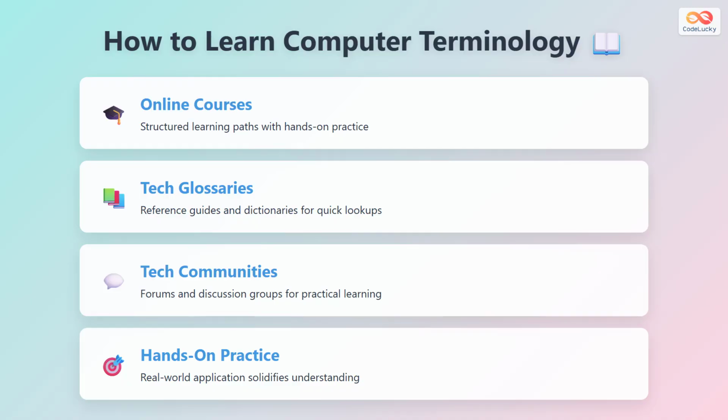Learning computer terminology effectively requires the right approach and resources. Online courses provide structured learning paths with hands-on practice that builds knowledge progressively. Tech glossaries and reference guides serve as valuable tools for quick lookups when you encounter unfamiliar terms. Joining tech communities through forums and discussion groups exposes you to terminology in real-world contexts and allows you to ask questions freely. Most importantly, hands-on practice solidifies your understanding. Actually using technology, building projects, and applying what you learn transforms abstract definitions into concrete knowledge you can confidently use.